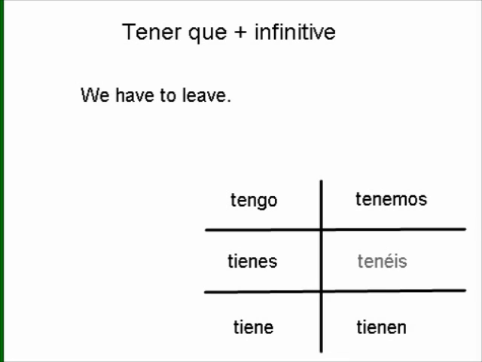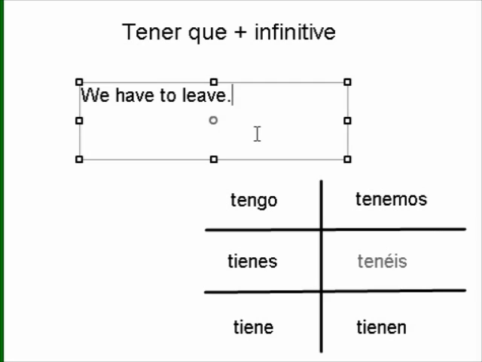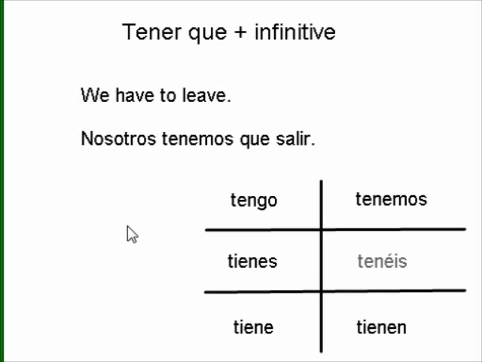Let's look at another example. We have to leave. The we form is the nosotros form. Here it is, tenemos. So we can say nosotros tenemos, then we add the word que because that's just the rule. And as we saw a minute ago, the word for to leave is salir. So we have nosotros tenemos que salir.